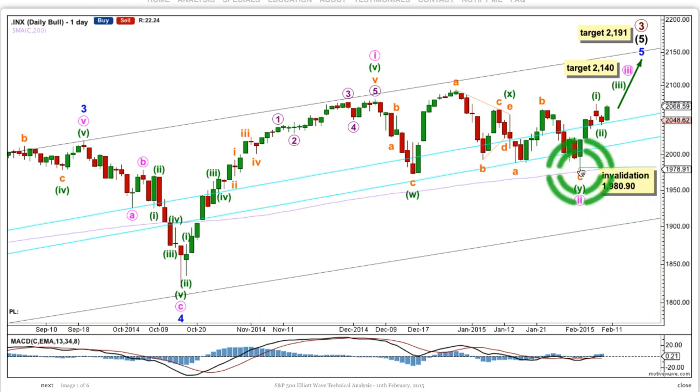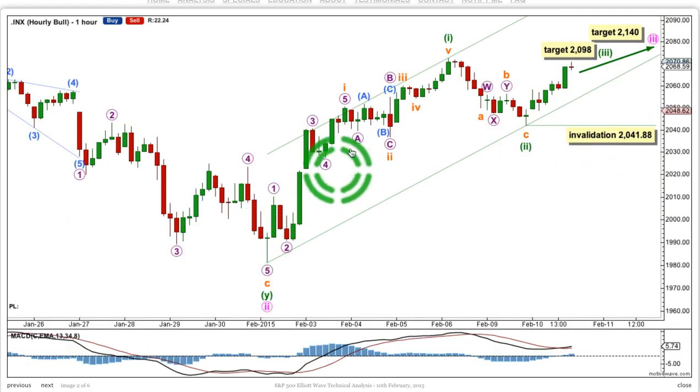Let's have a look at the hourly chart where the start of minute 3 here is this point here. Minuette 1 is an impulse, minuette 2 is a zigzag. This is probably more likely today where the third wave begins. At 2098, it would reach 0.618, the length of the first wave. Again, I'll be expecting that same pattern at a smaller fractal.